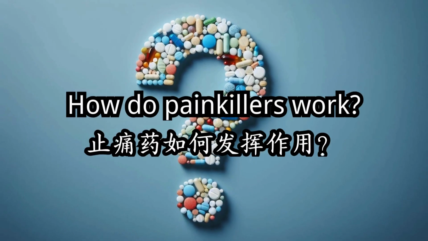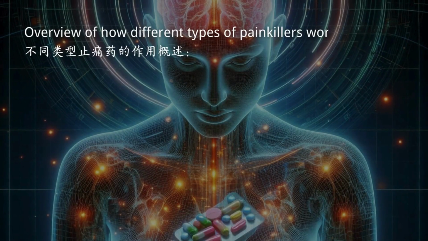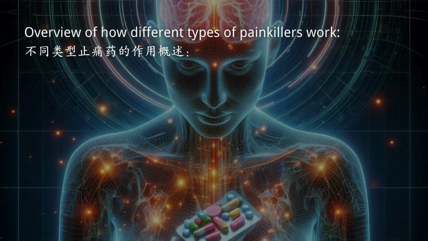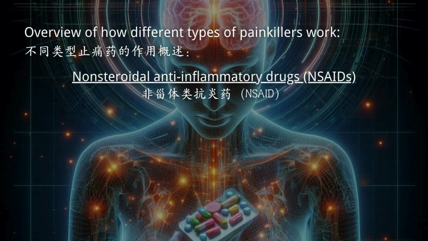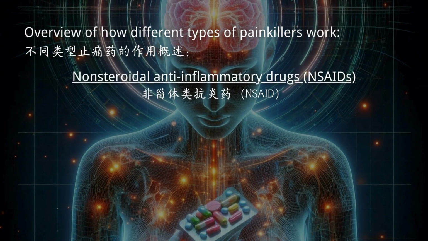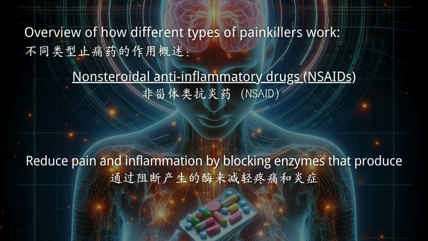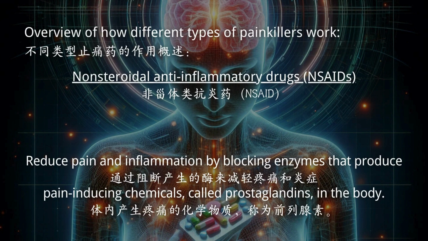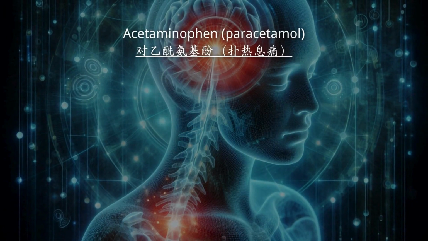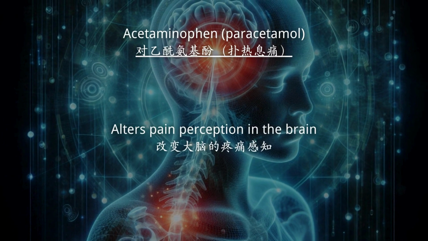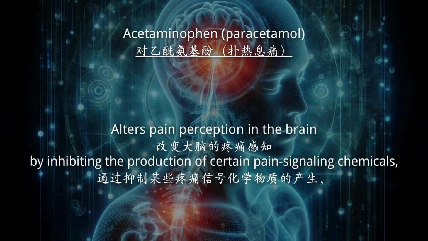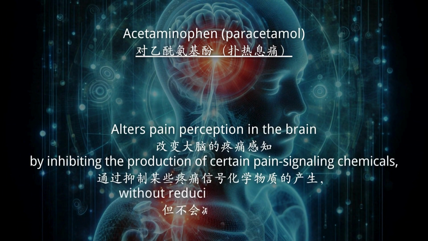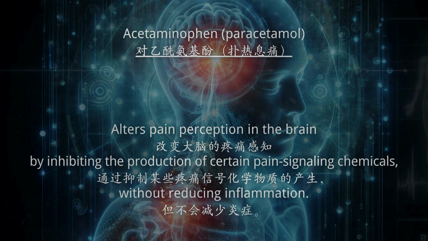How do painkillers work? Overview of how different types of painkillers work. Nonsteroidal anti-inflammatory drugs, NSAIDs, reduce pain and inflammation by blocking enzymes that produce pain-inducing chemicals, called prostaglandins, in the body. Acetaminophen, paracetamol, alters pain perception in the brain by inhibiting the production of certain pain-signaling chemicals, without reducing inflammation.